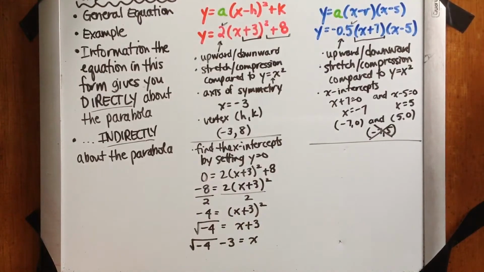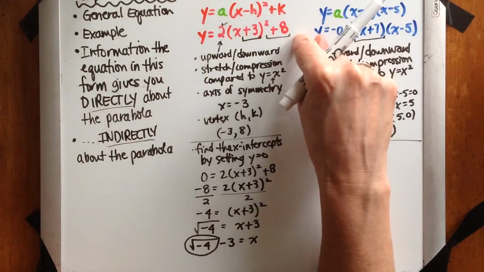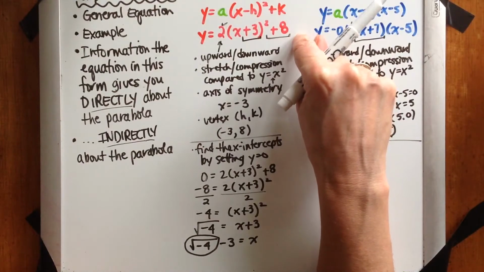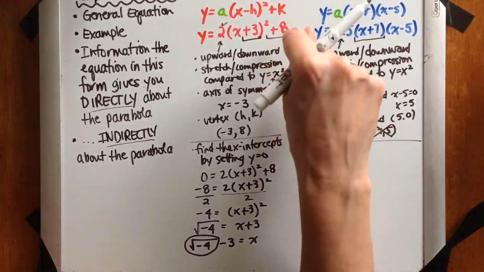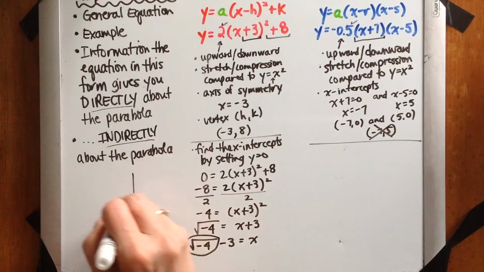Now, we run into a really big problem here, in that it is not possible to take the square root of a negative number. There is no number that, when multiplied by itself, gives you a negative value. Okay? So it's not that this math is lost, it just simply means that because this isn't possible, this particular parabola has no x-intercepts.